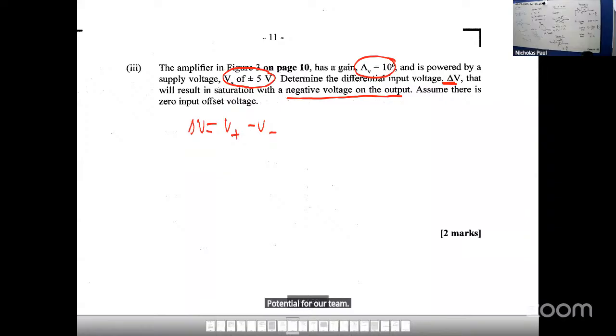10 to the 6. Vs of plus and minus 5 volts. Remember, I just gave you a little formula for V out. See if it's helpful. If it's not helpful, I'll help you now, until you are done. Remember that you can call that delta V.